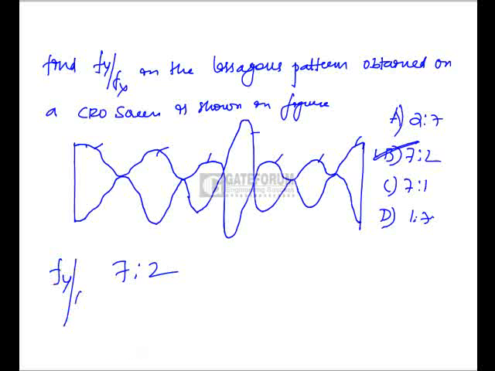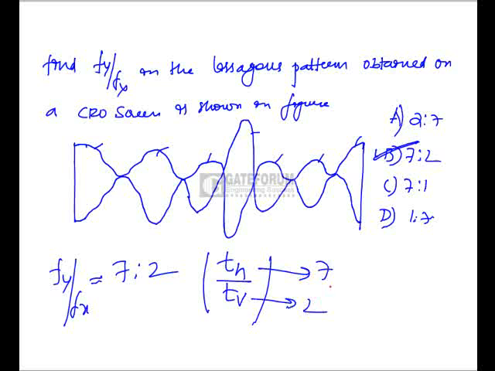This is Fy by Fx, the frequency of vertical to horizontal. So we have to calculate the ratio of tangents of horizontal to vertical. Horizontal tangents is 7, vertical tangents is 2. 7 is to 2. Option B is the right answer.